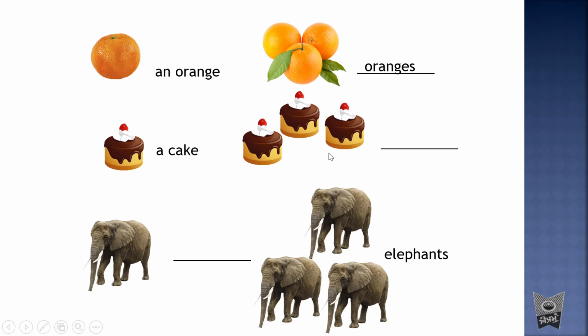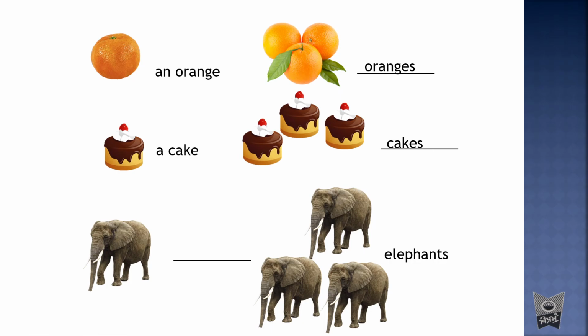Okay. Next, a cake. And these are cakes. So what is the spelling of cake? C-A-K-E is cake. So cakes will be C-A-K-E-S, cakes. And these are many elephants. E-L-E-P-H-A-N-T-S, elephants.